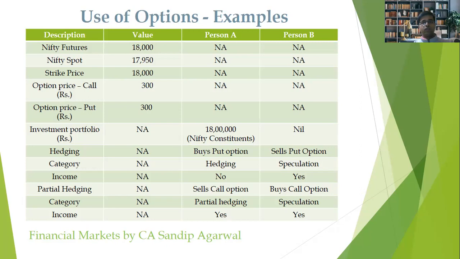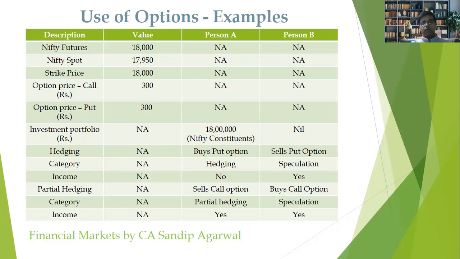So see, Nifty futures we have considered 18,000, Nifty spot as 17,950. We have considered a strike price of 18,000 for both the call and the put option. Now the option price of the call option we have considered 300, and the option price of the put option also we have considered 300, since the strike price is the same. Even though in the practical market this price may not be the same, there may be a slight variation. The call option may trade at 310, the put option may trade at 290, and vice versa. But just for the purpose of understanding, I have taken the option price as the same, 300 rupees, for both the call and the put option.